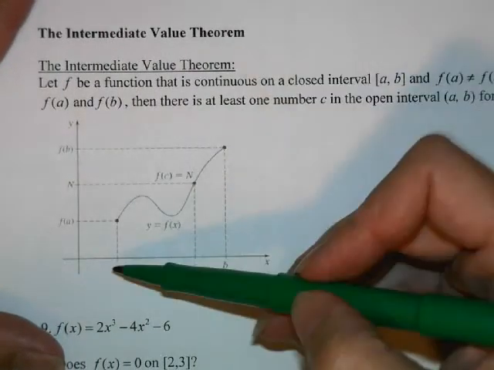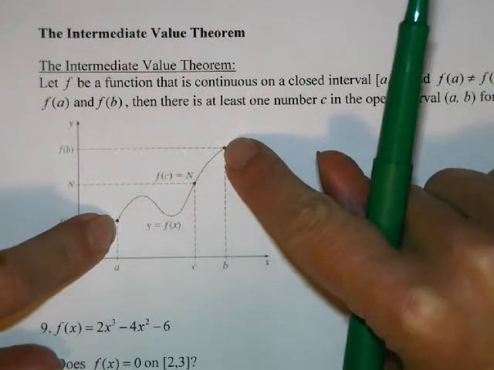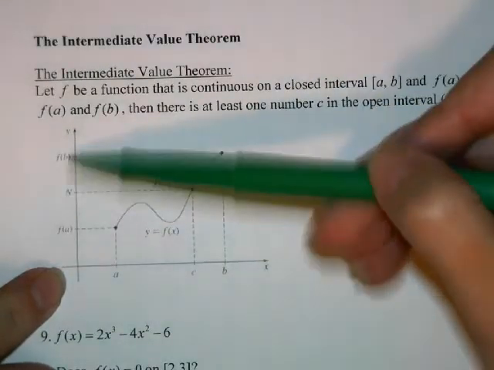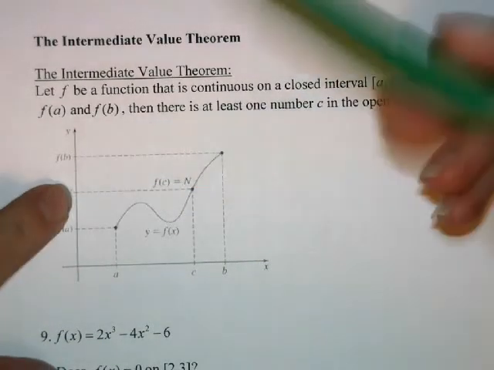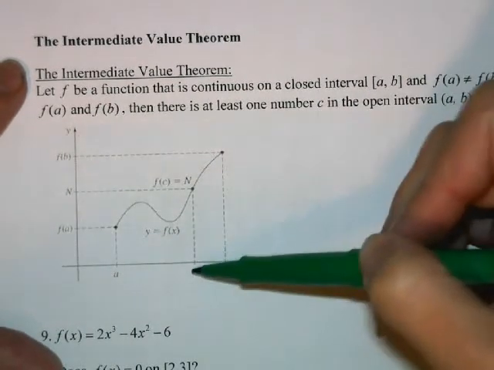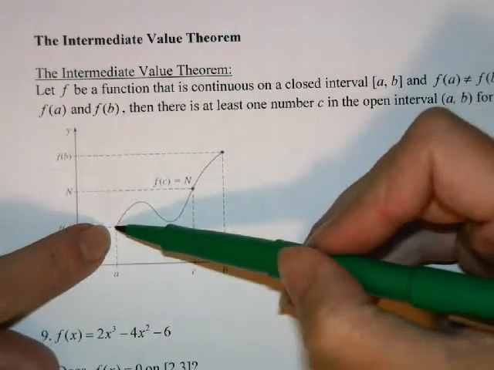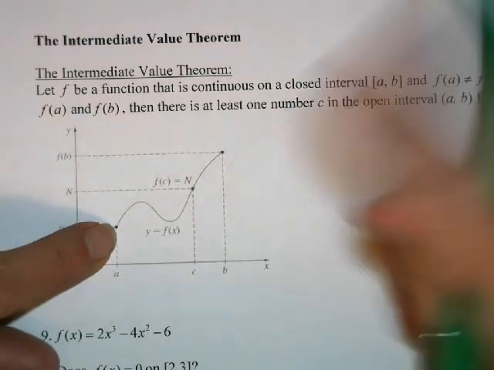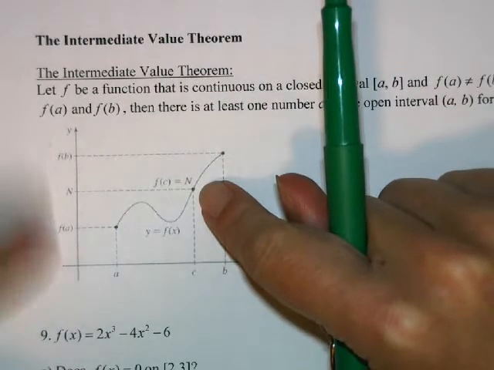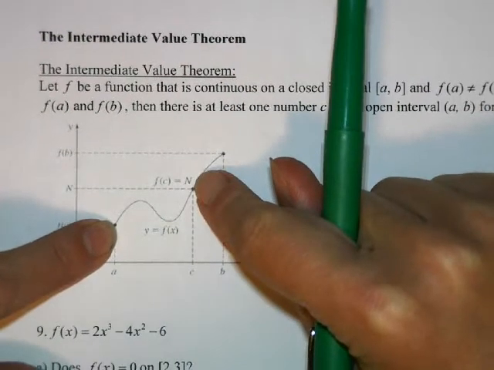So here's an illustration of that. Here's a, here's f of a, here's b, there's f of b. If n is some number in between f of a and f of b, then there is some number in between a and b, we're calling c, where f of c is equal to that value. Because in order to draw a line from here to here, making it continuous, it has to go past n. If n is in between these two values, then somewhere it's going to have to equal that.